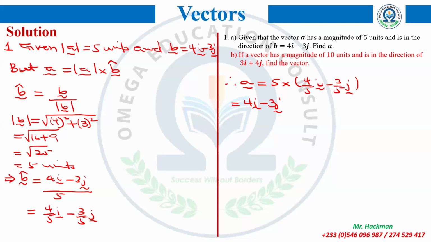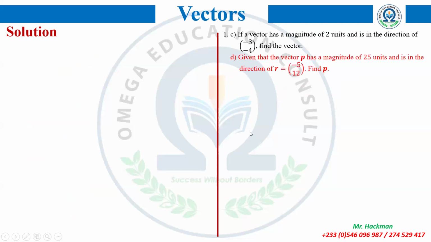So if you don't have any questions at this point, then I will ask you to try the B later. Now let's look at the next set of questions, so the C and the D. If a vector A has a magnitude of 2 units and is in the direction of this, find the vector. Take note, the vector didn't come with any name, unlike the other one, which came with a name. So if you want to name the vector, you can, but you cannot conclude with that name.